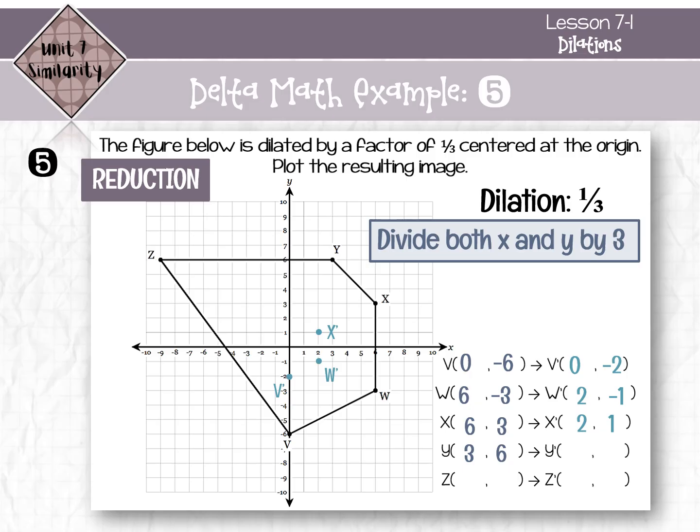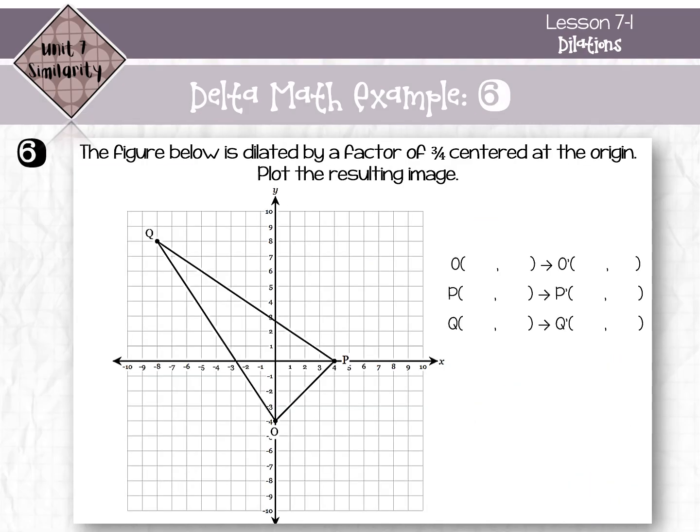Y is at the point 3, 6. Y prime's at the point 1, 2. And Z is at the point -9, 6. Z prime is at the point -3, 2. Connect the dots, and there is our figure. 5 sides, so that is a pentagon. Same shape, different size. Corresponding angles are congruent.